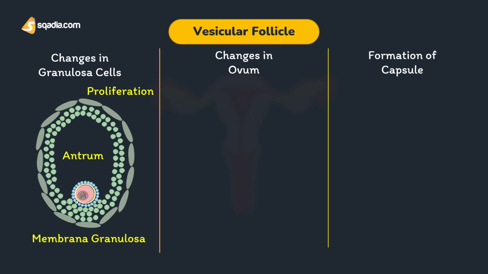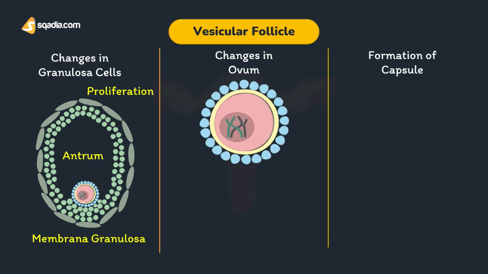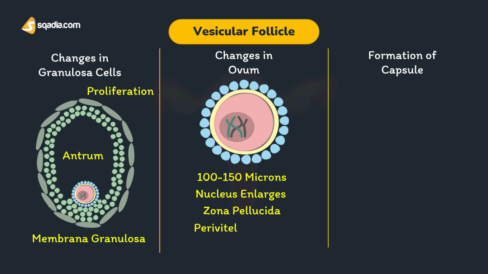Now you must be wondering what changes occur in the ovum. At first, the size of the ovum increases and its diameter increases from 100 to 150 microns. The nucleus also becomes larger and vesicular. The cytoplasm becomes granular, and the thickness around the ovum increases and is known as zona pellucida. A narrow cleft appears between the ovum and zona pellucida, and this cleft is known as perivitelline space.